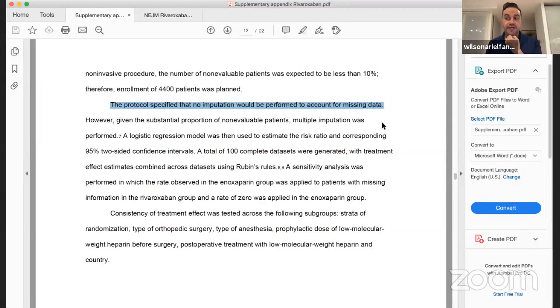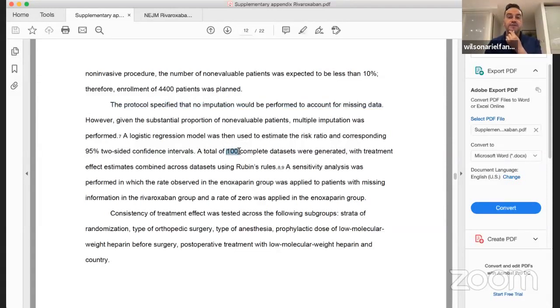And they ran a very huge study. If you are recruiting 3,600 patients, you definitely need to have a plan for your missing data. You will have missing data for sure, okay? However, given the substantial proportion of non-evaluable patients, multiple imputation was performed. This is what I wanted to show you. A logistic regression model was then used to estimate the risk ratio and corresponding 95% confidence interval, and a total of 100 complete data sets were generated.